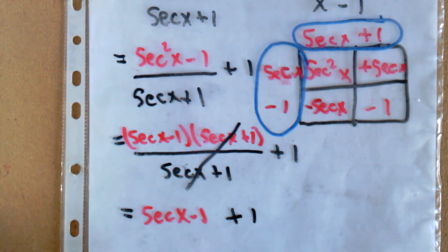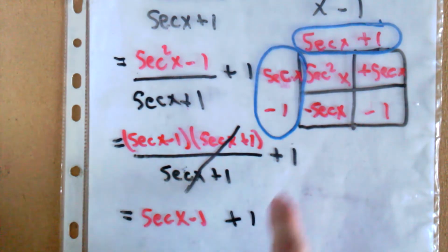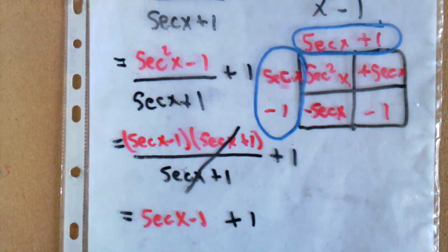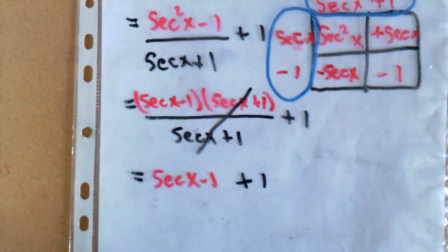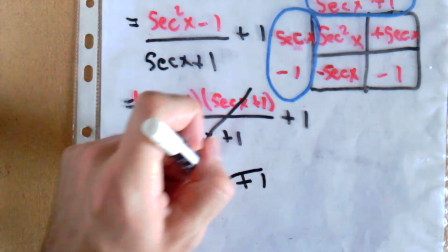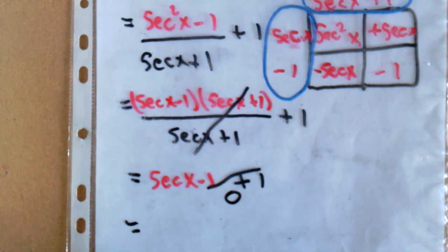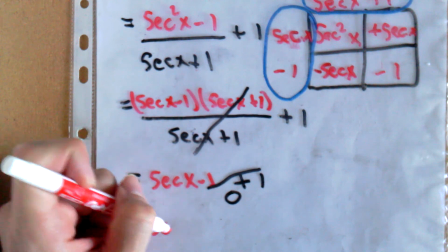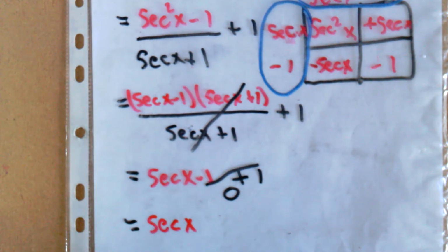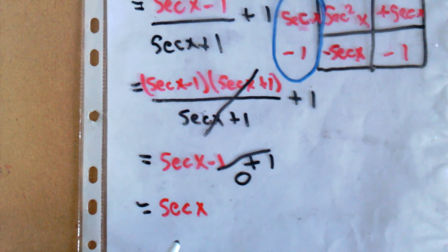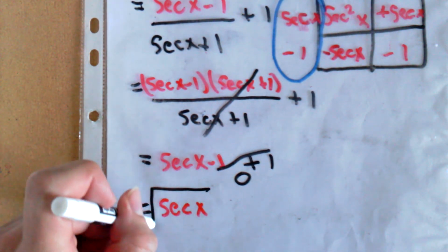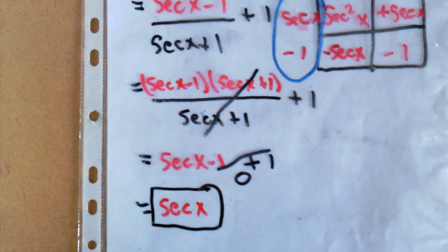So we're left with secant minus 1 plus 1. And negative 1 plus 1 is just 0. So that cancels out. And we're left with secant. Perfect. And since secant is just one term, and it's not a fraction, that has to be our answer simplified completely.